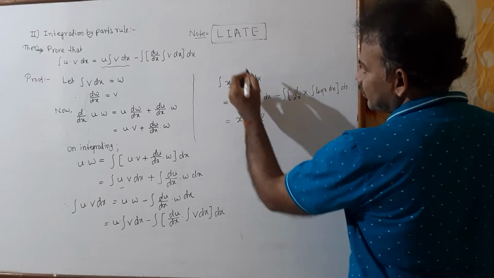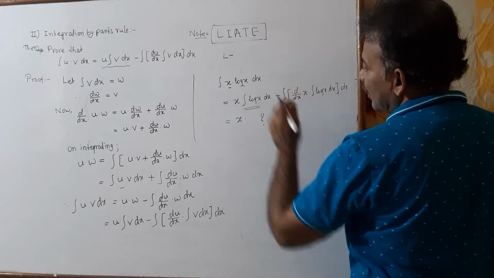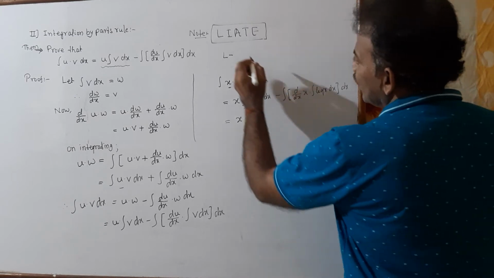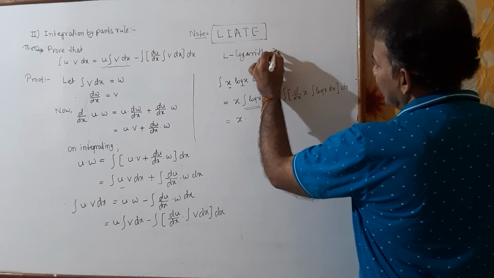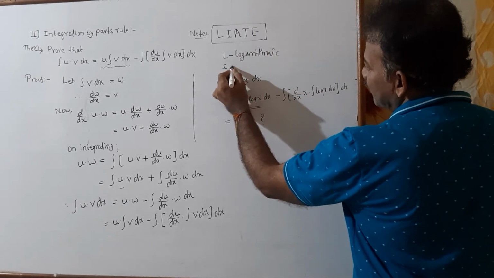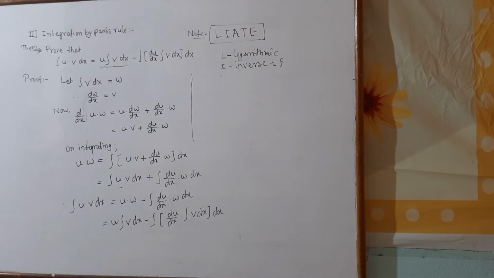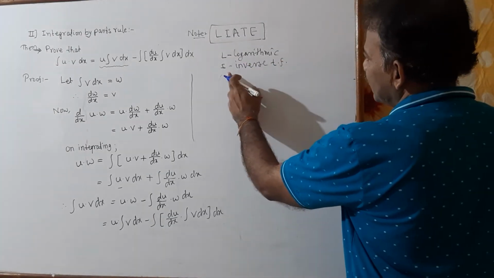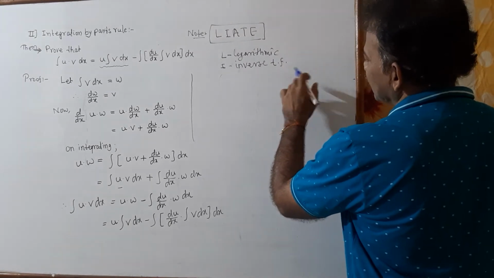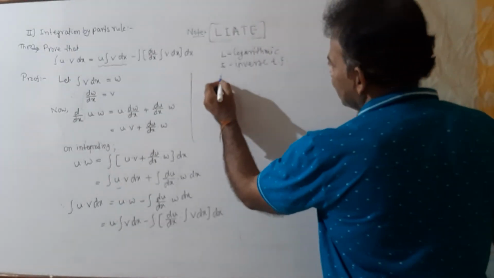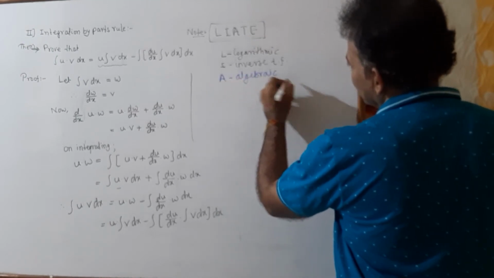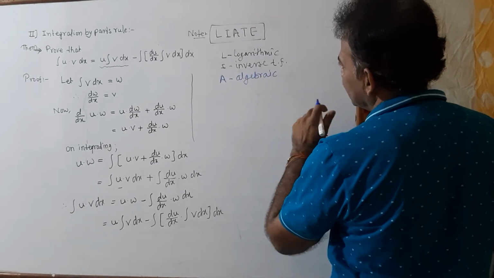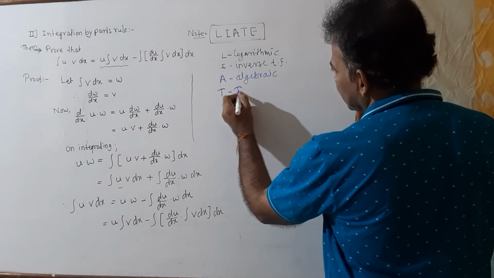Note that L means logarithmic function. Then I means inverse trigonometric function, that is sin inverse x, cos inverse x, tan inverse x, etc. Then A means algebraic. Algebraic functions are x, x square, x cube, etc. Then T means trigonometric.